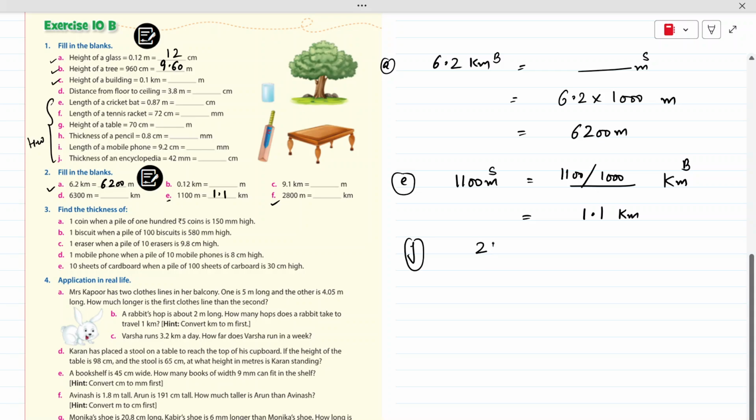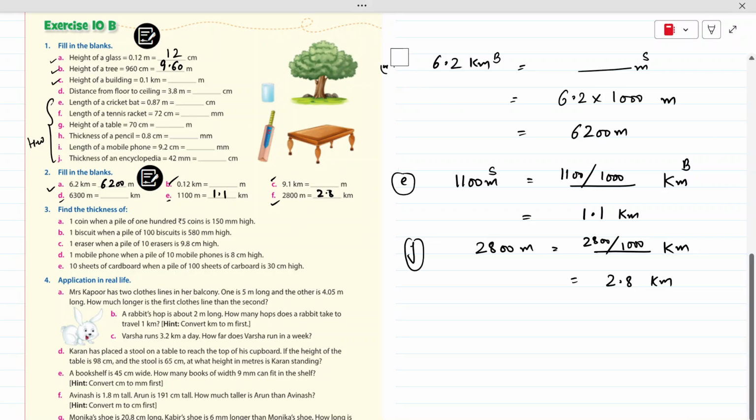Which says we have to convert 2800 meters to kilometers. So this is the same as what we have just done. We have to do the same thing here. We have to divide this by 1000 and the answer will be 2.8 kilometers. Okay, and the rest of the questions, C and D, I am marking as homework for you. They are very easy.